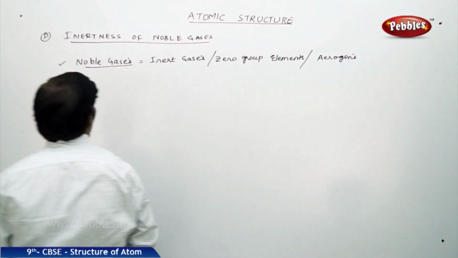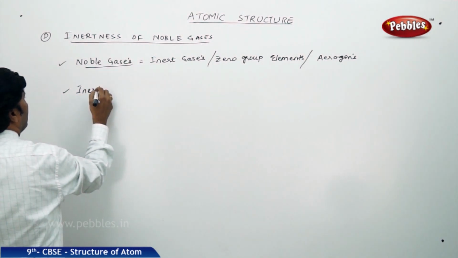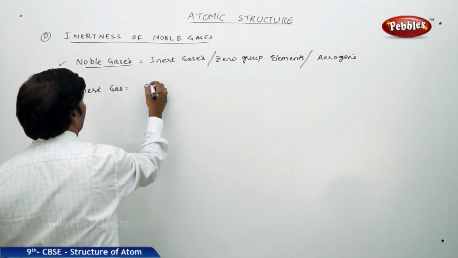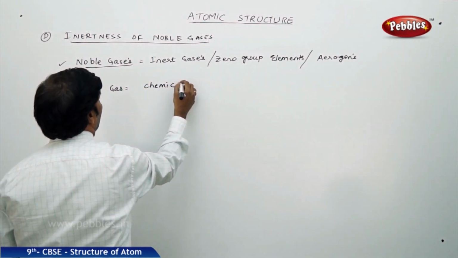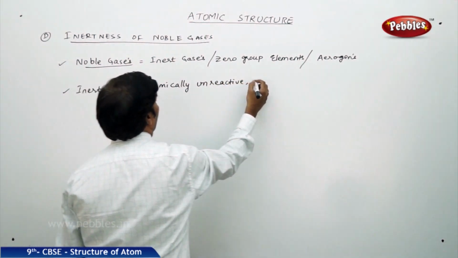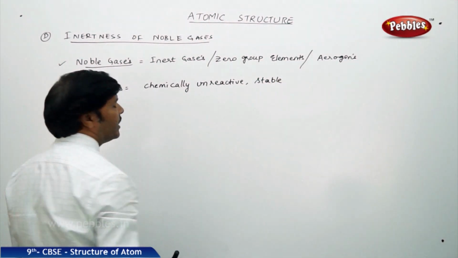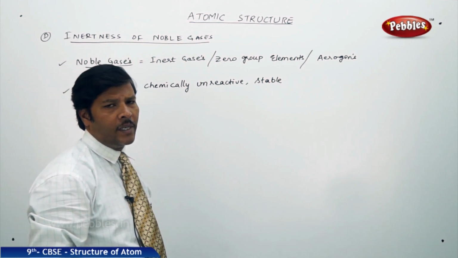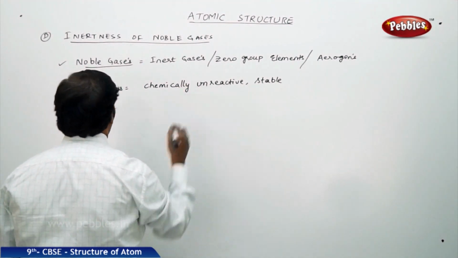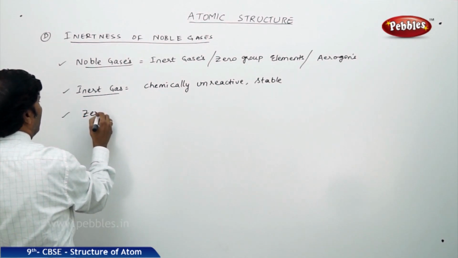So these noble gases are inert gases because they are chemically unreactive, and they are stable. They are always stable. It is not easy for us to make the noble gas elements participate in a chemical reaction because they have a stable electronic configuration, and that's the reason we say they are chemically unreactive and stable. Inert gases.